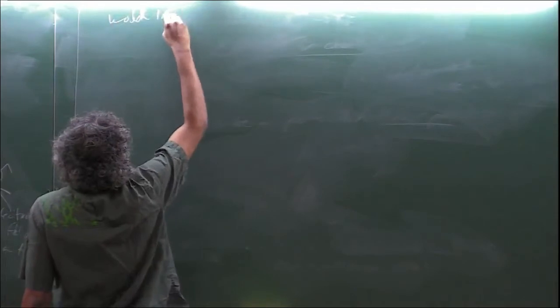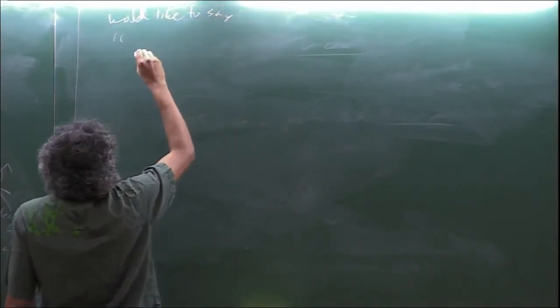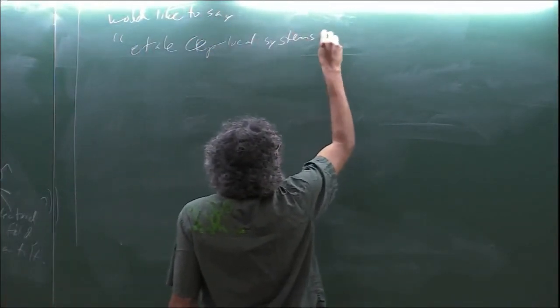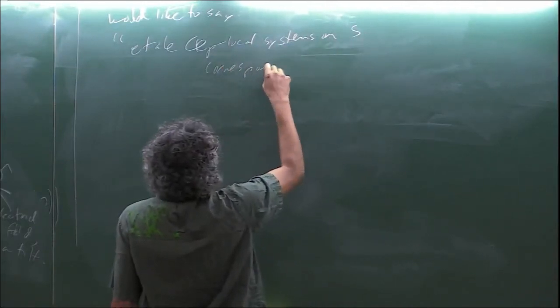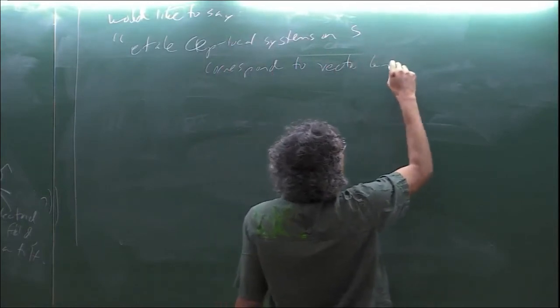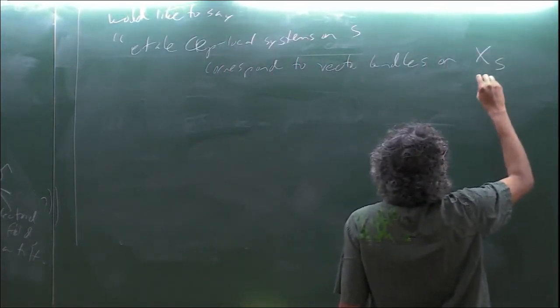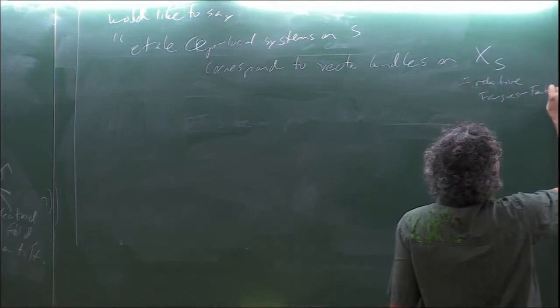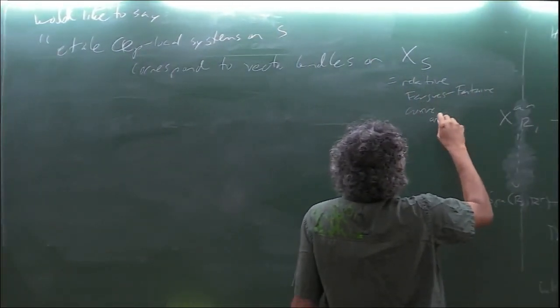Okay, so now how can I talk about cohomology of local systems in terms of this? Well, it's a little bit awkward. So I would like to say the following, that étale QP local systems on S correspond to vector bundles on the relative Fargues-Fontaine curve over S.